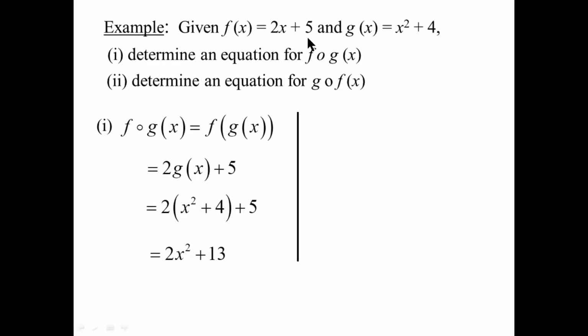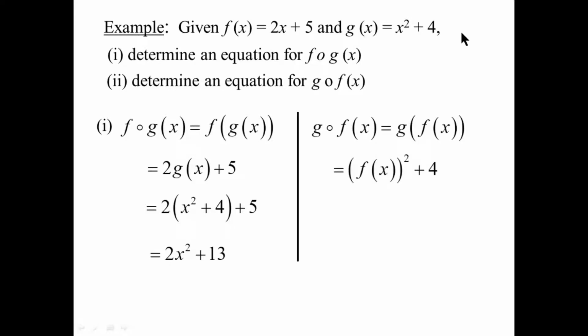Now an equation for g circle f of x, this means g of f of x. So we'll take f of x and plug it into g. We'll look at the g structure, which is something squared plus 4. And into that we'll substitute f of x. So g of f of x is something squared plus 4, and the something is f of x. And so we'll plug that in, and we'll do the math and simplify. Taking for granted that you can simplify expressions.